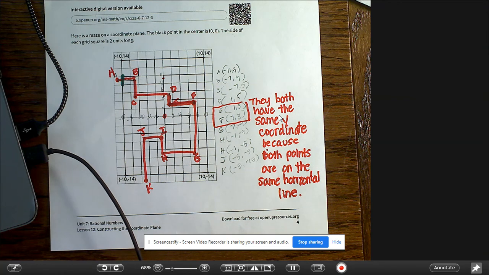Okay, so that is it for lesson 12. You need to do the practice problems and then the cool down in Google Classroom.